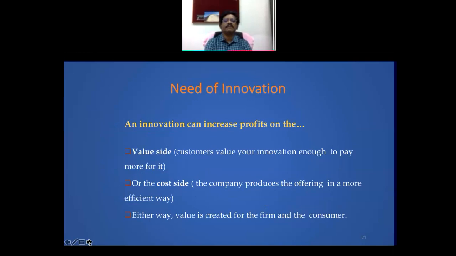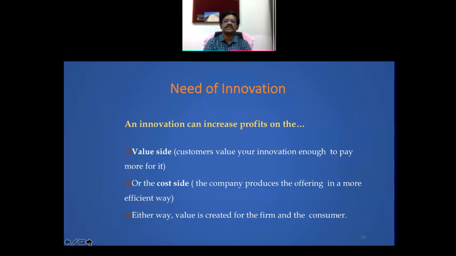At the same time, there is the need for innovation in entrepreneurship. Innovation can increase the profit on the value side, and at the same time on the cost side, and either way value is created for the firm and then the customer. So when you see the value of yours and the cost of yours, as an individual, these days why do you want to become an entrepreneur, right? Why should you become an entrepreneur? Let us just think in an innovative manner, right?